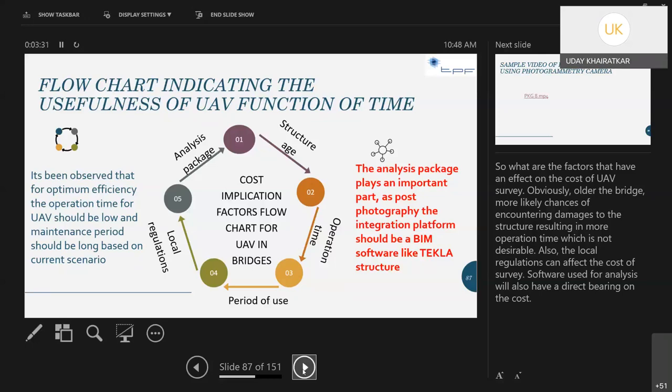But you see, the structure age is important, operation time is important, period of use is important, local regulations are important, and the analysis package, the software that we are using, is also important. The analysis package plays an important part. As post-photography, the integration platform should be a BIM, building function module, software like Tekla, etc.